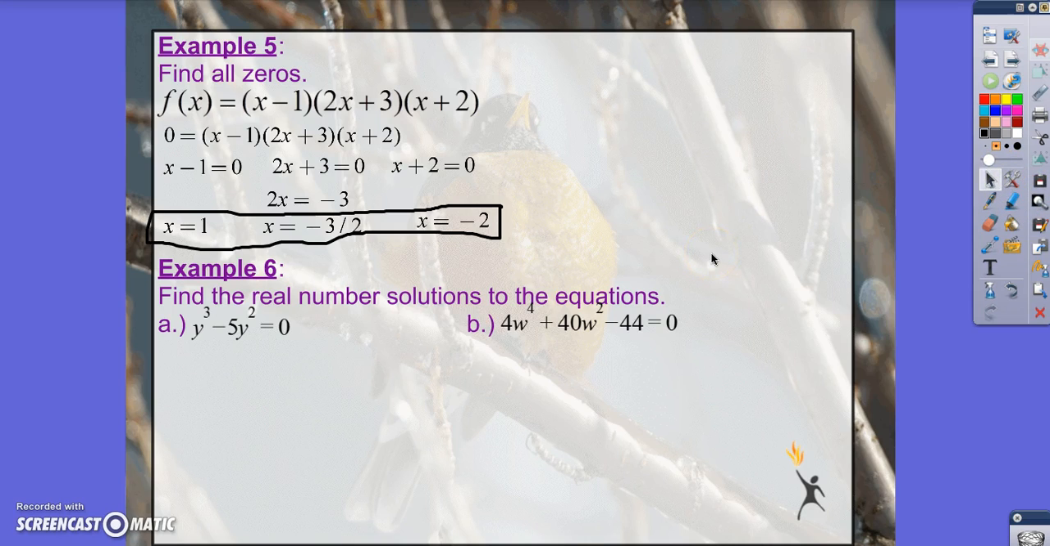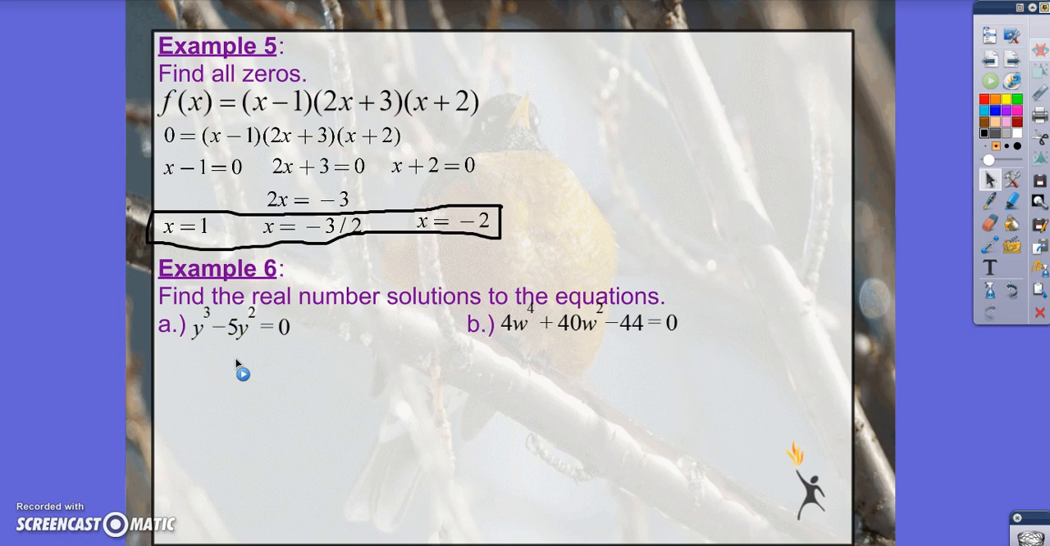So the first type of problems you'll see, starting off basic, is they already factored for you. You just set each part equal to 0. Well, now what's it going to look like throwing everything together in this whole lesson, where you factor and then solve? So example 6, find the real number solutions to the equations. All right, let's take a look at A. And if you need your chart, go back to that as well.